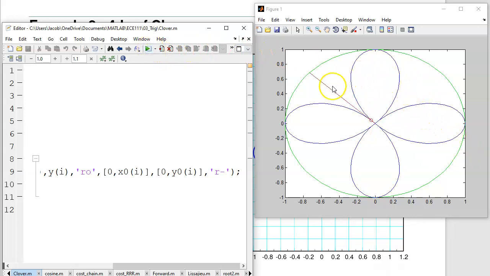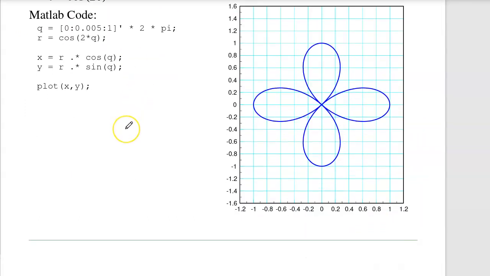So this is like I had a radar dish at the airport sweeping around. If the target is moving as r equals cosine 2 theta, the red line's the target, that maps out a clover. Kind of fun things you can do in MATLAB.